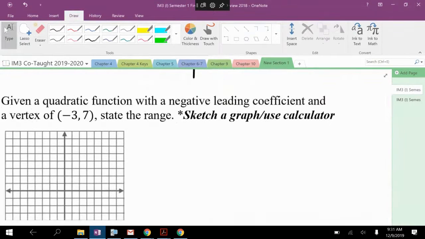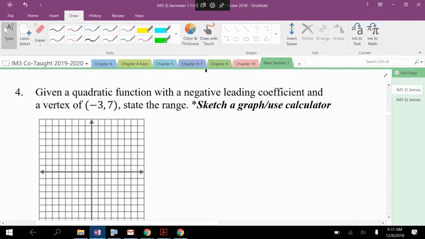Okay, this one. Now, there is nothing to put in the graphing calculator, so you can cross out, use a calculator. I don't know why it says that. But it says, given a quadratic function with a negative leading coefficient. So negative means concave down. So negative, I'm going to put a little note, just means concave down, right? That's what we just talked about. And the vertex, so let's go ahead and sketch it. Left 3, 1, 2, 3, up 7, 1, 2, 3, 4, 5, 6, 7, concave down.